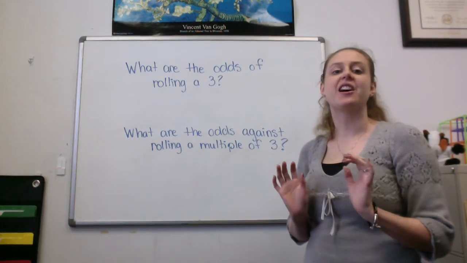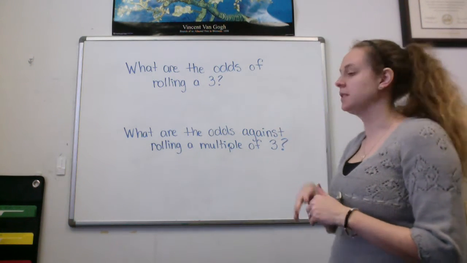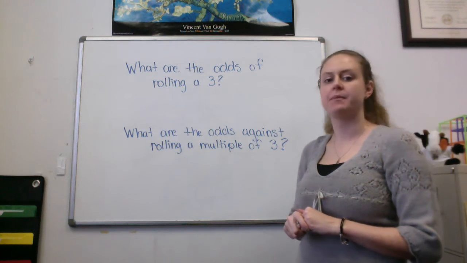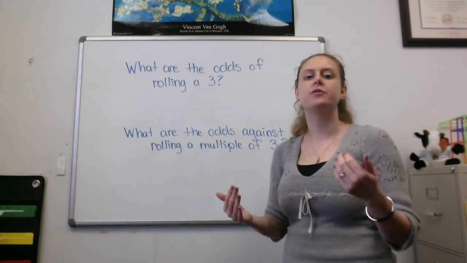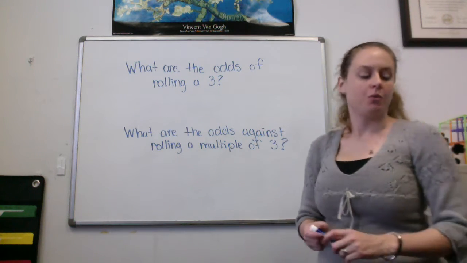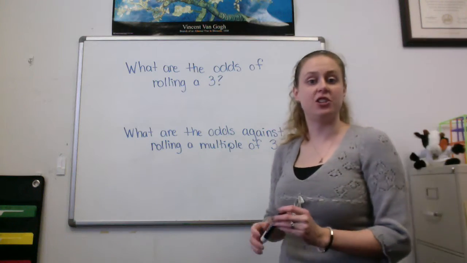All right, I want to talk about how to calculate odds. So I have two examples to get us started. First, what are the odds of rolling a 3? Odds are just a different way to communicate the same information as probability. We're going to write it as a ratio though.